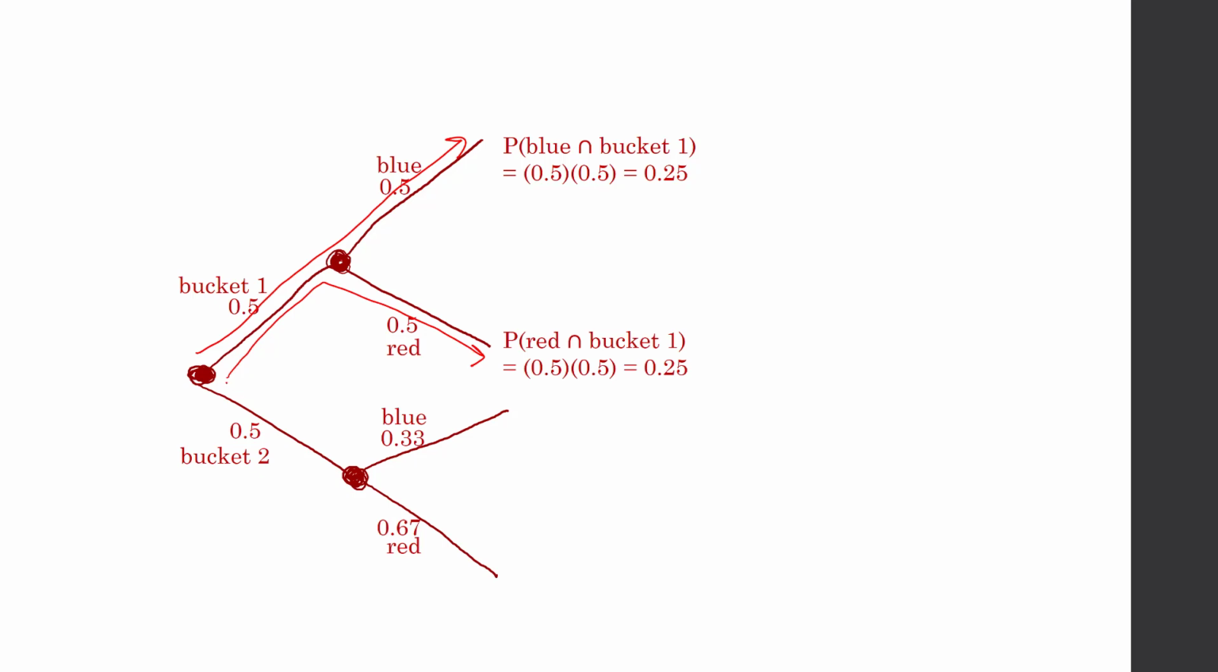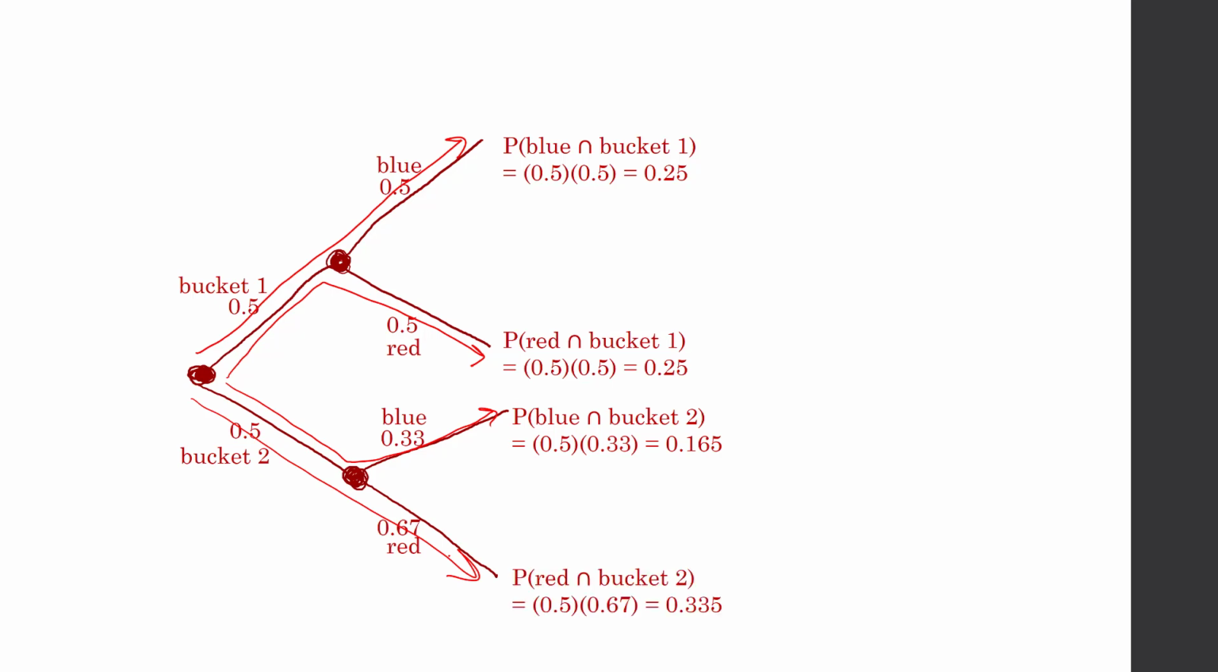The probability of being from bucket 2 and being a blue marble is 0.5 times 0.33, which is 0.165. And last but not least, the probability of being from bucket 2 and being a red marble, multiply those probabilities, is 0.5 times 0.67. Perfect. All right, so we've got these intersections. So it's looking like we're starting to get at our answer.